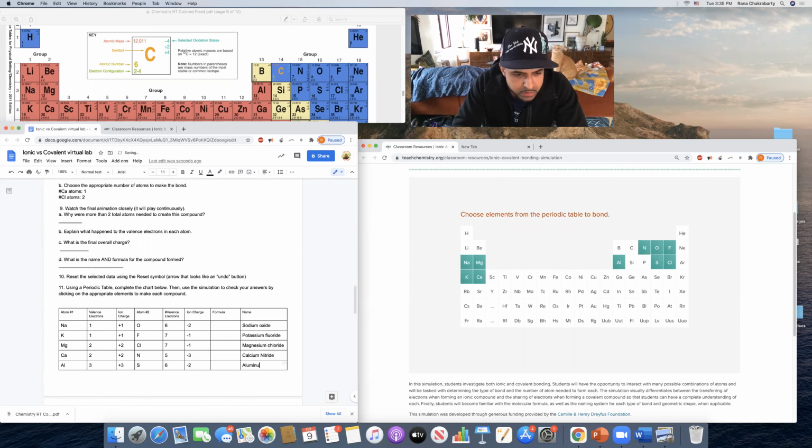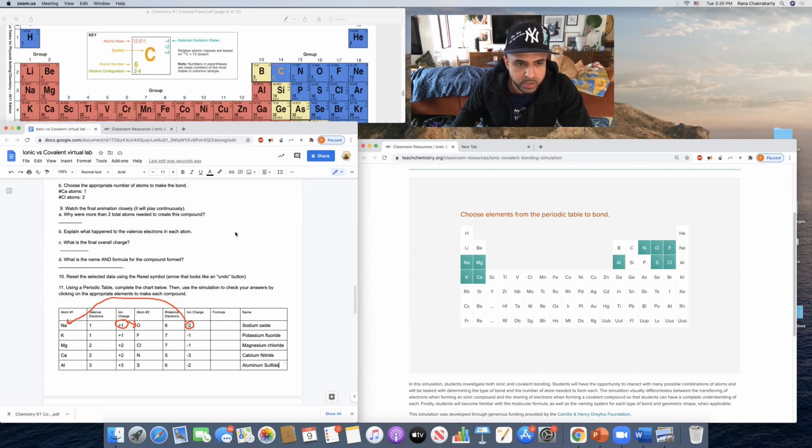Aluminum sulfide. Now the formula, I should try to teach you. The easy way of doing it, if you don't know balancing, is just to switch the numbers. So if sodium is +1 and oxygen is -2, it's going to be 1 oxygen and 2 sodiums. Why is that?